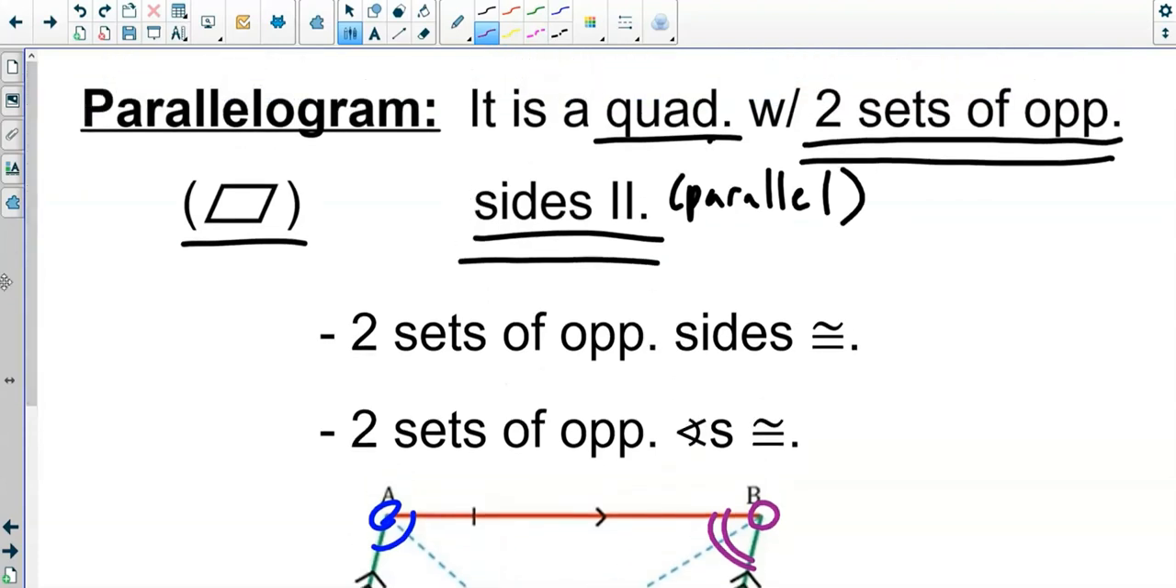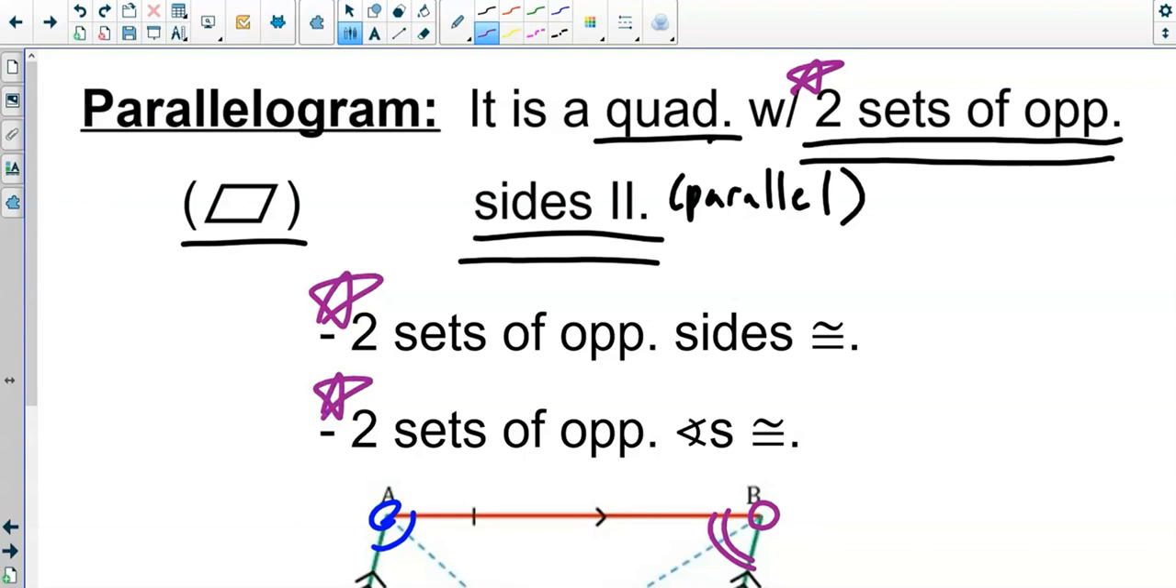So with the parallelogram, some things that you know. You have two sets of opposite sides that are parallel. Those same set of opposite sides are also congruent. And then you have two sets of opposite angles that are congruent. Okay?